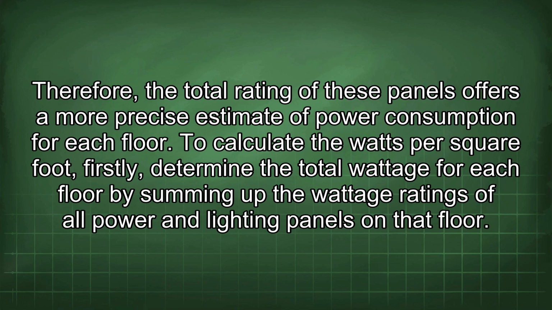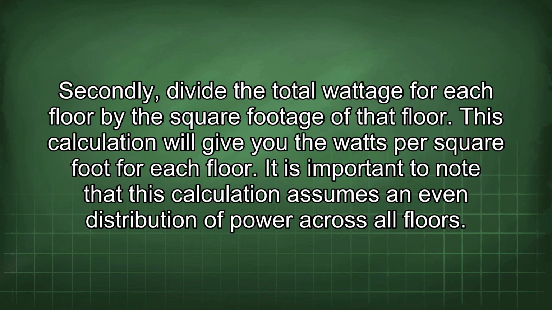To calculate the watts per square foot, firstly determine the total wattage for each floor by summing up the wattage ratings of all power and lighting panels on that floor. Secondly, divide the total wattage for each floor by the square footage of the floor. This calculation will give you the watts per square foot for each floor.